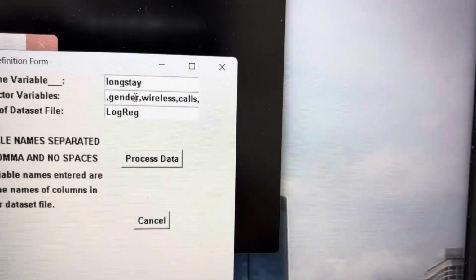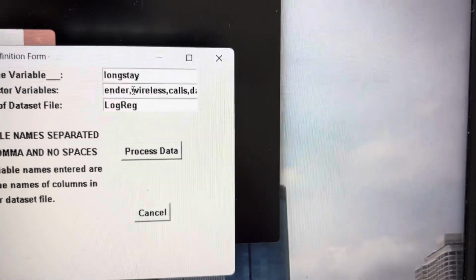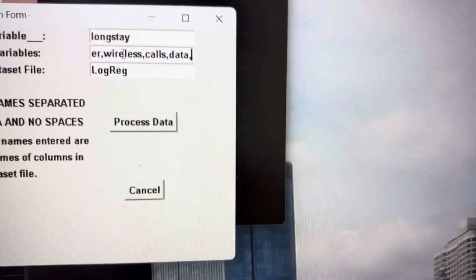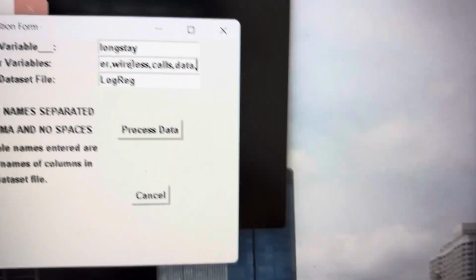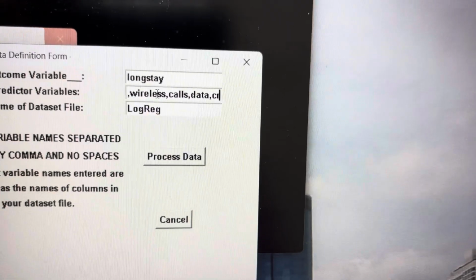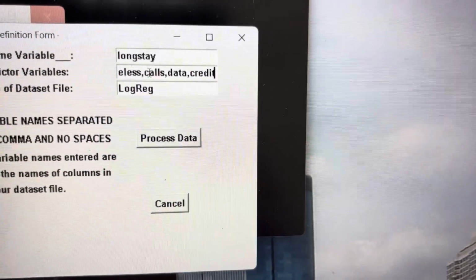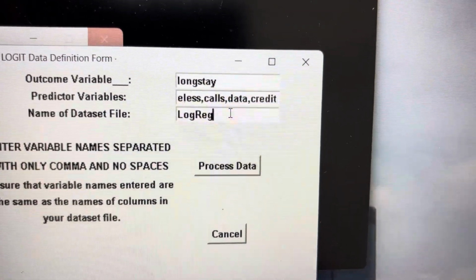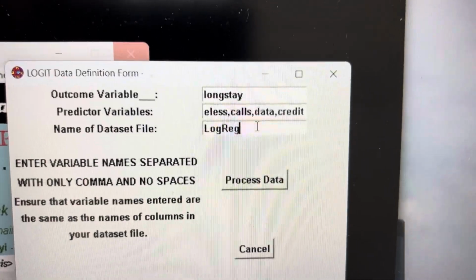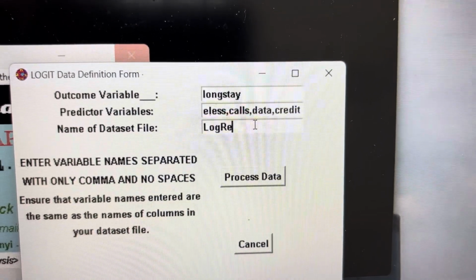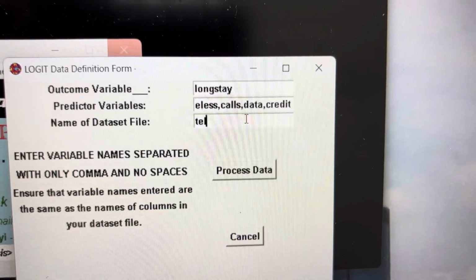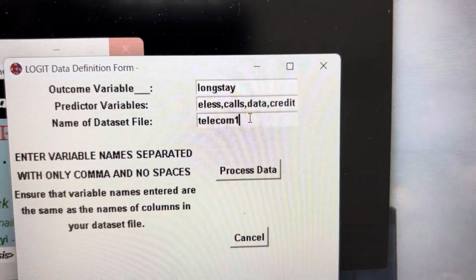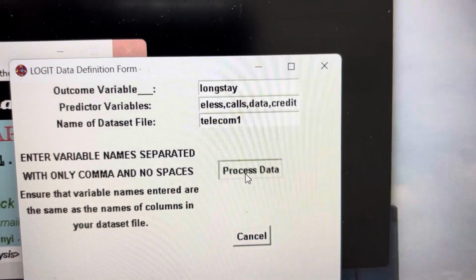After calls, we have data. After data, what do we have again? Credit. Yeah, credit, and facility. And that is the end of it. So we now go on to the data set file name. The data set file name here is called Telecom 1. That's what we used in saving it, Telecom 1, that is it. And then we now process.